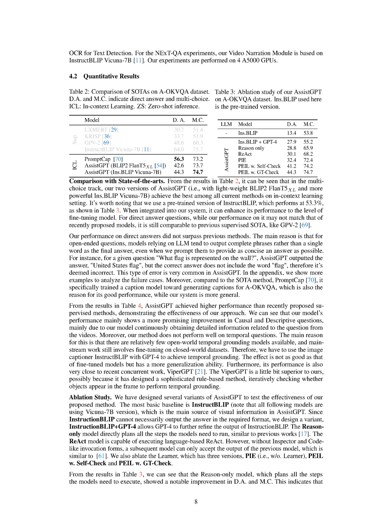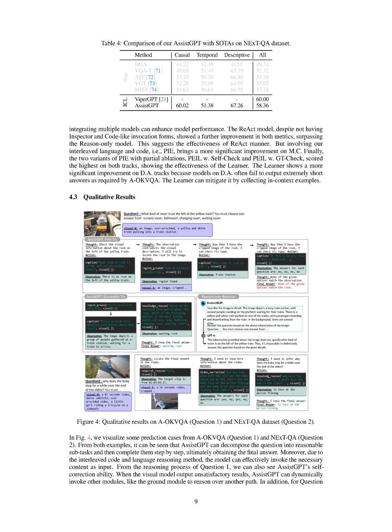We also created a reason-only model that lays out all the required execution steps for the models, akin to previous works. Moreover, we introduced the ReAct model, capable of executing language-based reactions, but lacking inspector and code-like invocation capabilities. We also introduced a variation, the learner, in 3 iterations: PEIL, PEIL with self-check, and PEIL with GT-check.